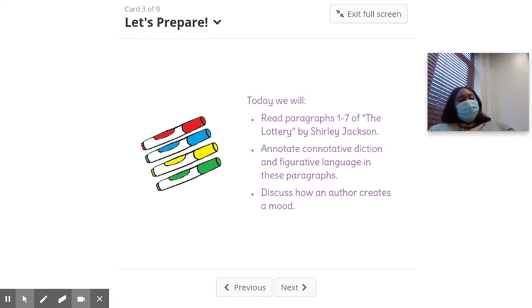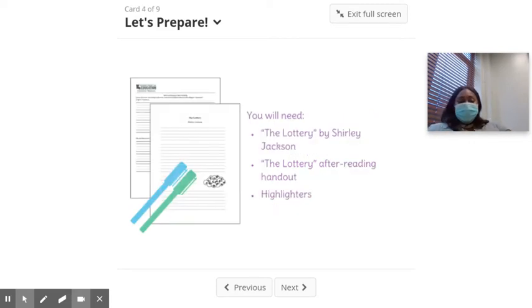Today, we're going to be introduced to another supporting text found within this unit, called The Lottery, written by Shirley Jackson. The first thing we are going to do is read paragraphs 1 through 7 of The Lottery, and we're going to discuss how the author creates mood. That is the first thing on our agenda for today.